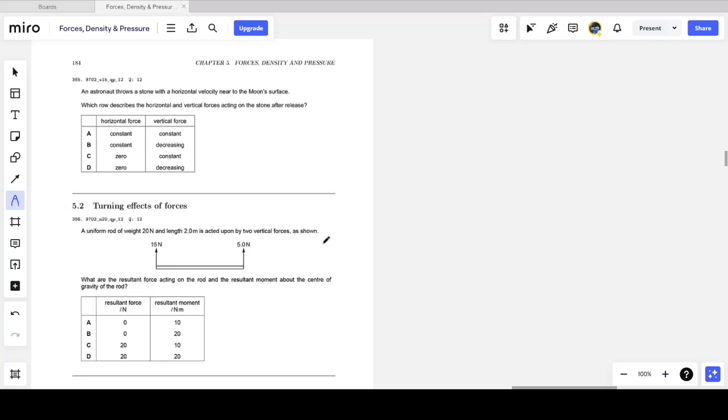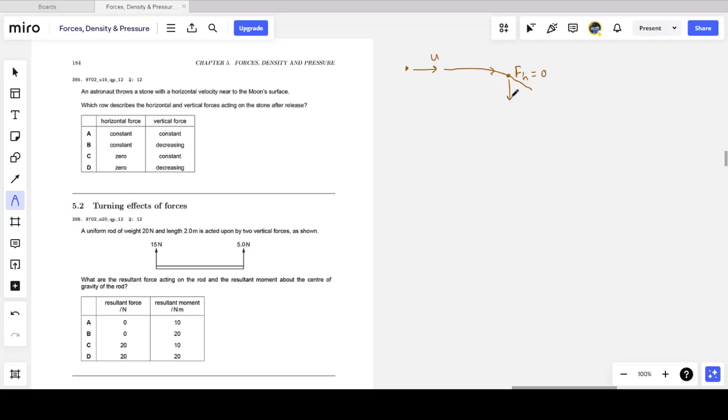Which row describes the horizontal and vertical forces acting on the stone after release? Okay, the last time I checked, the moon has no atmosphere, no air resistance, so I throw a stone horizontally with some speed u. It then moves a lot further before it actually starts to slowly fall towards the ground. And if I trace this motion out, at any point in this motion, after the release, there is no horizontal force acting on the stone, no air resistance, nothing at all horizontally.